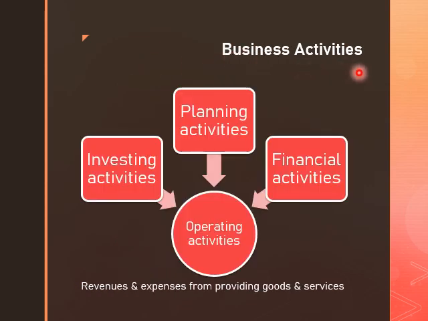This one adalah the business activities. Okay, so business activities ada 4. 1, 2, 3, 4. Okay, di mana this operating activities is the key where you have revenue and expenses from providing the goods and service. So from there, you akan decide that you want to do investing ataupun how to do planning and also the financial activities. So everything is actually interrelated.